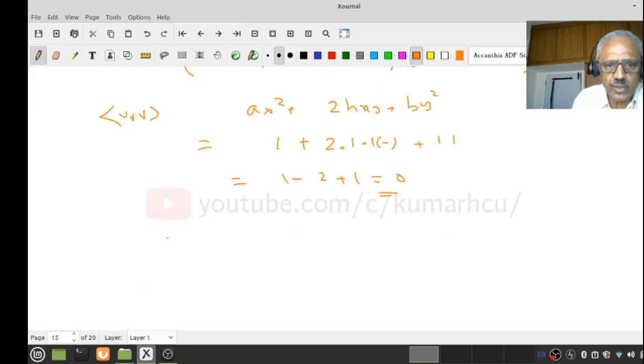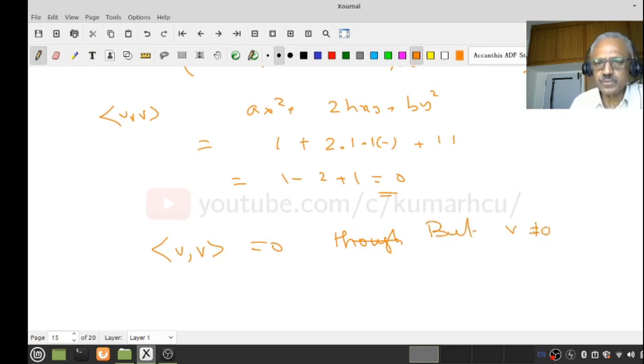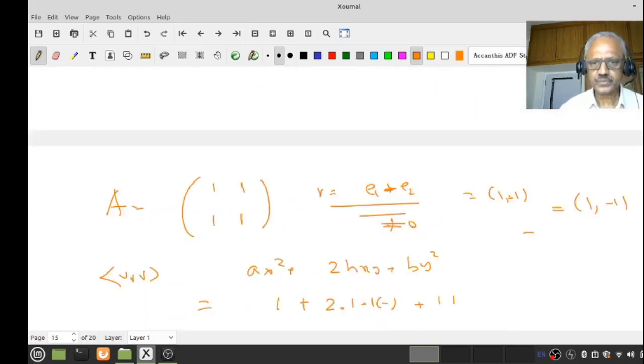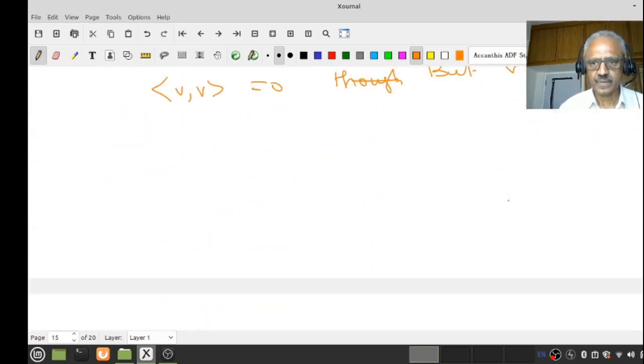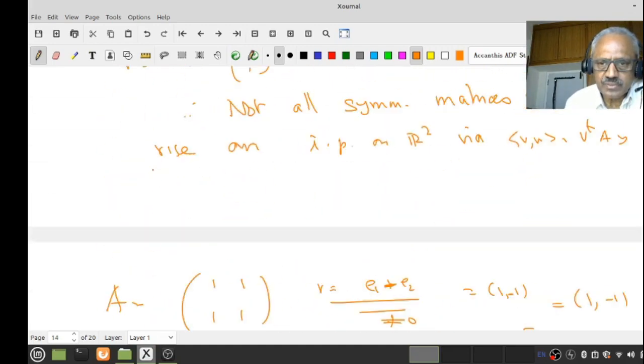Right, so I have inner product (v, v) is 0 though, but v is not equal to 0. Therefore, positive definiteness is already violated. Yeah, very good. Okay, and let's do one more thing. This is all fun. Okay, and notice that. Do you notice something very interesting?